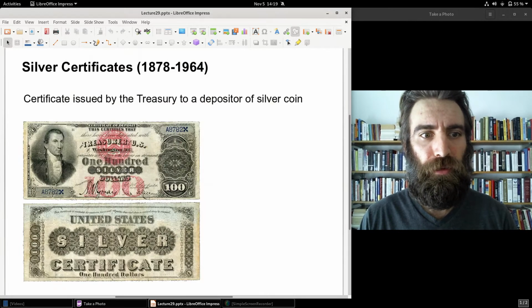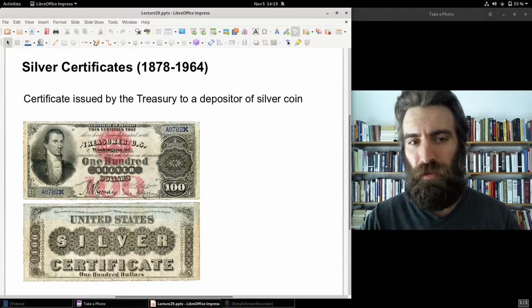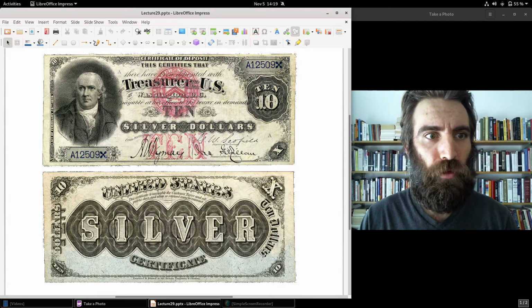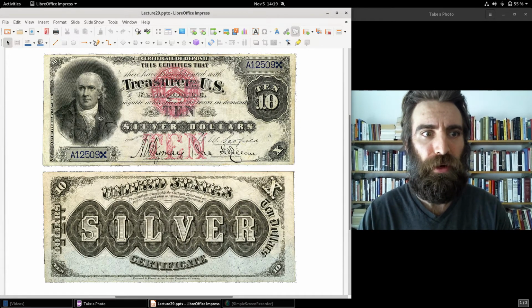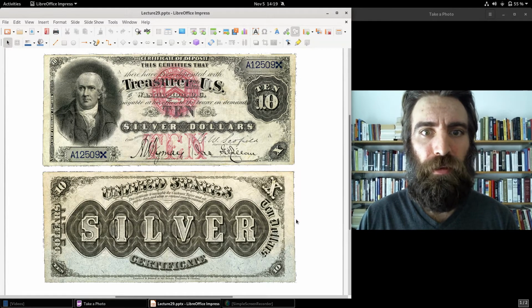Here's another one. This was actually from 1878. The gold certificates from the previous slides were from various issues. These are from 1878. There's Robert Morris, a major financier at the time of the American Revolution. Pretty cool certificate. 10 silver dollars.